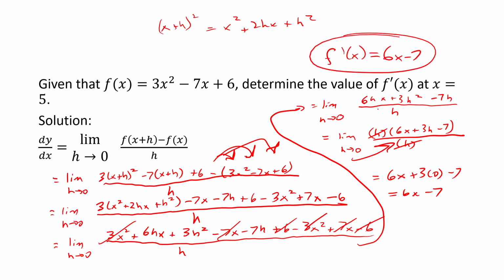This particular question said, determine the value of f prime of x at x equals 5. So what they're really saying is, what does f prime of 5 equal? Well, that's 6 times 5 minus 7, which is 23. So the answer to this question is 23.